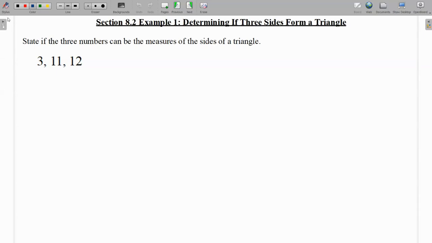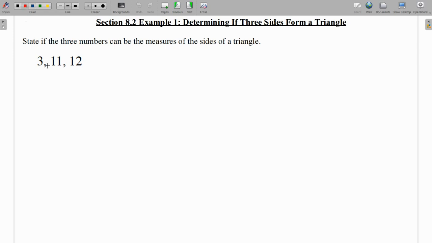In example 1 of section 8.2, we're going to be looking at how to determine if three sides form a triangle. Our directions tell us to state if the three numbers can be the measures of the sides of a triangle. And we're given three side lengths. We're given the sides 3, 11, and 12.